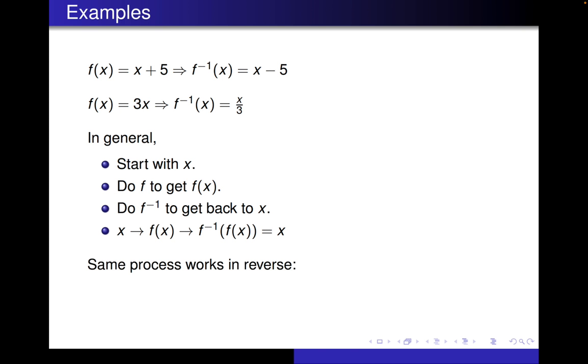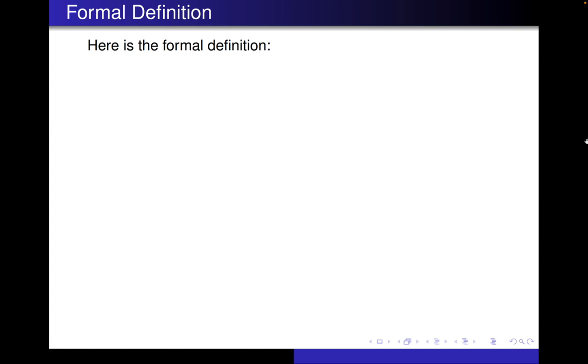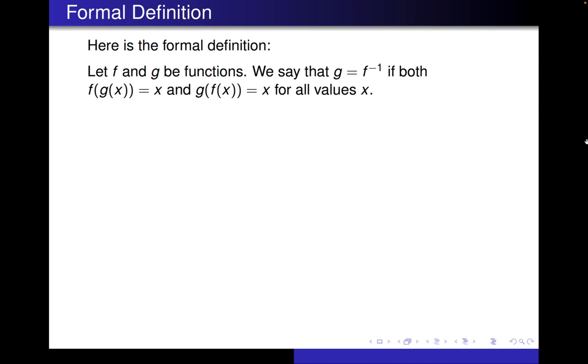The same process works in reverse. If I start with x and do f inverse first, f should cancel out f inverse. So if I start by doing f inverse, then do f to that to get f of f inverse of x, that should take me back where I started, which was x. This is the type of thinking that leads us to the formal definition of what an inverse function is. Let f and g be functions. We say that g is the inverse of f, or g is equal to f inverse, if both f of g of x equals x and g of f of x equals x. In other words, if we do f and g in either order, we begin and end at the exact same place.